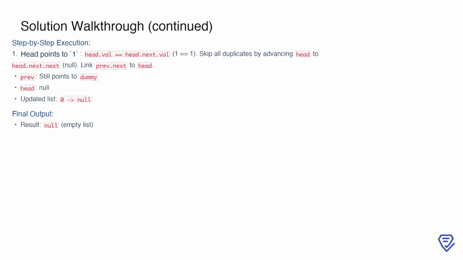To remove them, we skip all occurrences of 1 by advancing head to head.next.next, which brings us to null. Then, we link prev next to head, effectively removing all elements from the list. At this point, previous still points to the dummy node, and the updated list is 0-null. Since the list is now empty, the final result is null, which represents an empty list.